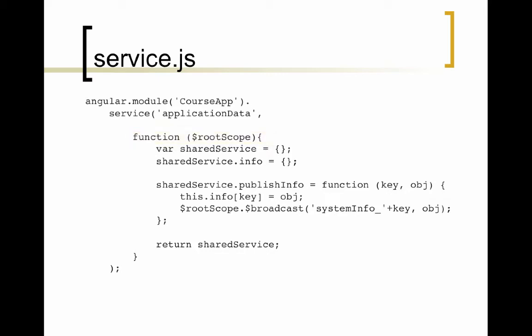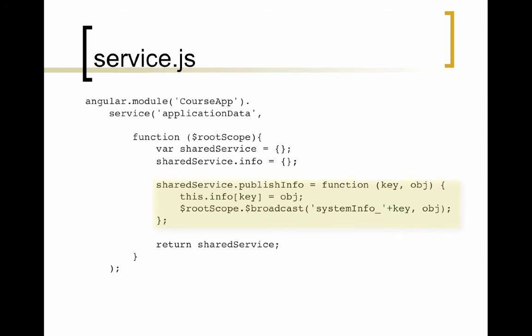Inside this function, I'm creating a variable called sharedService, which is an empty object. I'm also creating, attached to that as a property of sharedService, another property called info, which I'm initializing to an empty object. And then to that sharedService object, I'm attaching something called publishInfo, which is a function I'm defining.